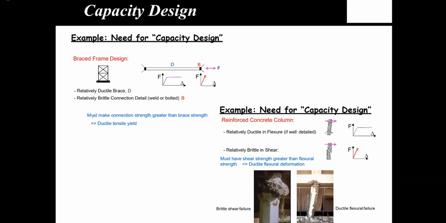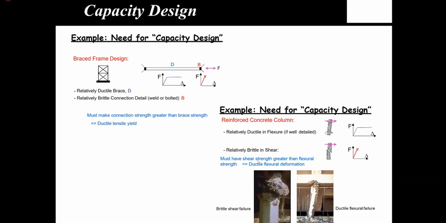So what it means is I must make my connection stronger than the brace strength to have a ductile tensile yield. If I apply the same capacity design principle to, say, an RC column, I know my flexural yielding behavior is relatively ductile if I detail it well, which is going to have a good load path. You can see what a ductile flexural failure in a real column would look like. Generally, shear failure is very brittle, so you would see the mode of failure you would encounter in a real shear failure scenario.